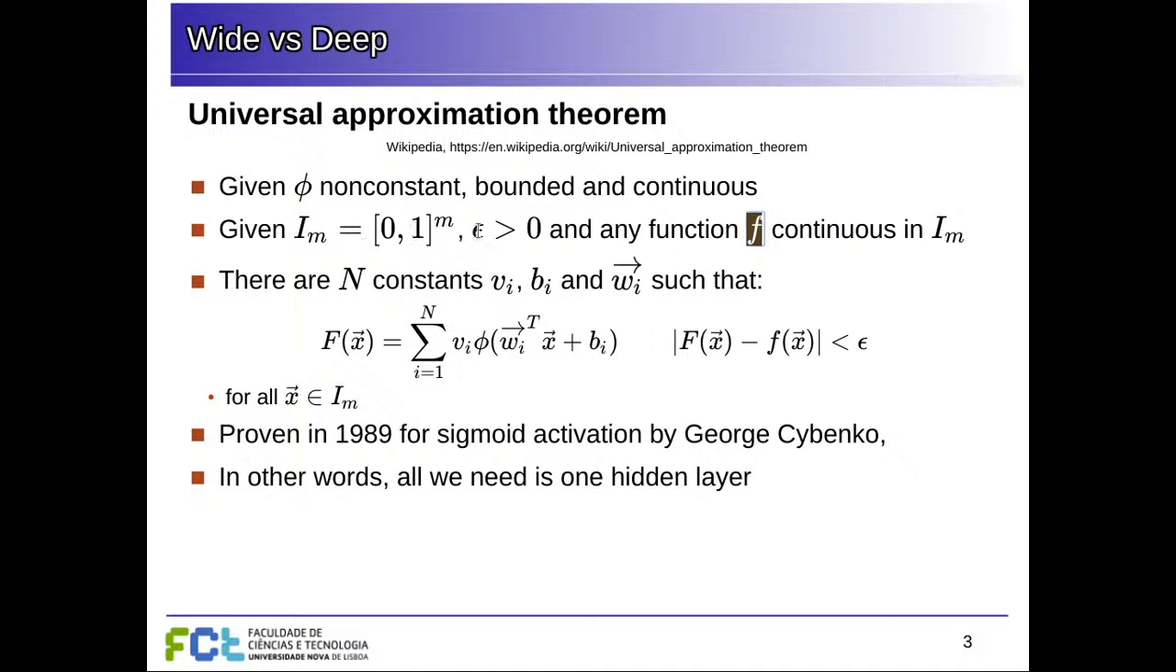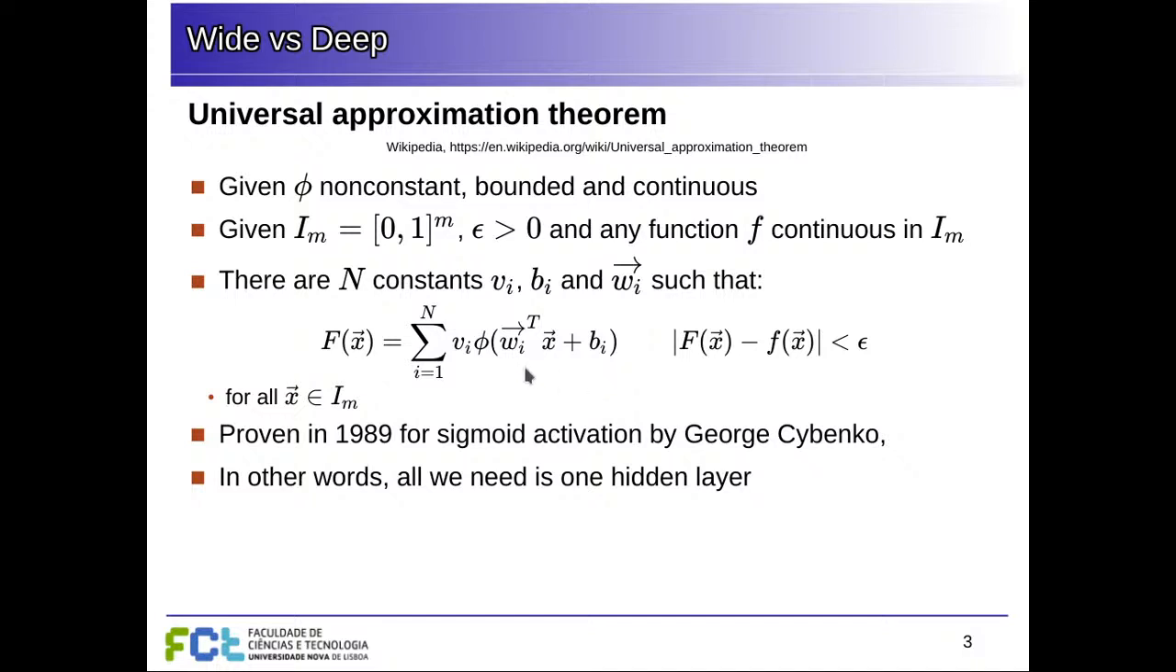And for some error boundary, we can prove that we can adjust n constants of this type, v, w, and b. This is a weight given to each instance of this function, for example, the sigmoid activation, and this will be a linear combination of the input vector in this space. We can adjust these parameters, if we have enough of them, so that the difference between our estimate and the actual function we are trying to approximate is always below this epsilon. So no matter how small the epsilon is, we can, by using a sufficient number of neurons, do this. This was proven for sigmoid activation, but it is a more generic result.